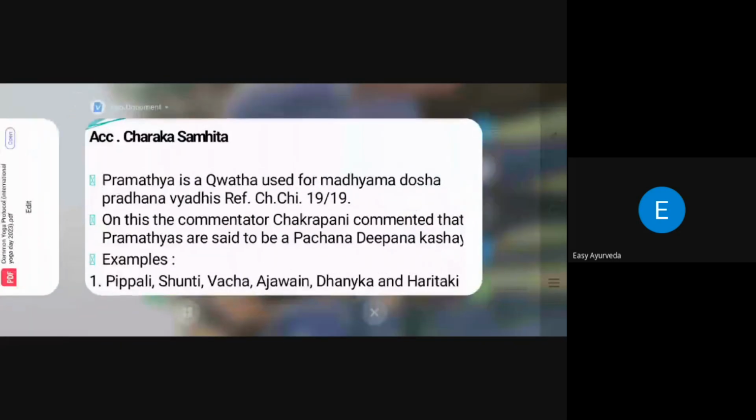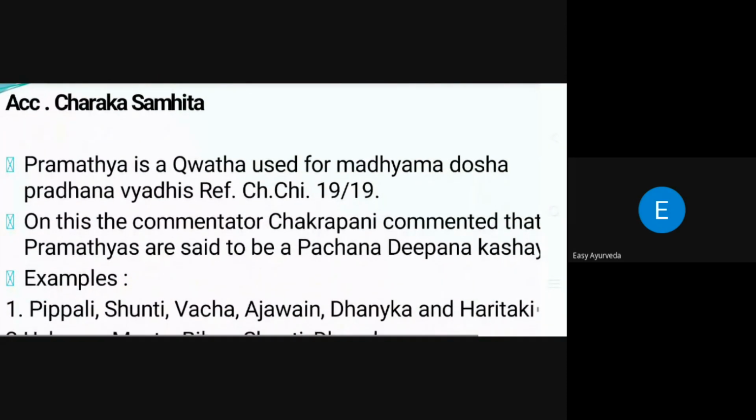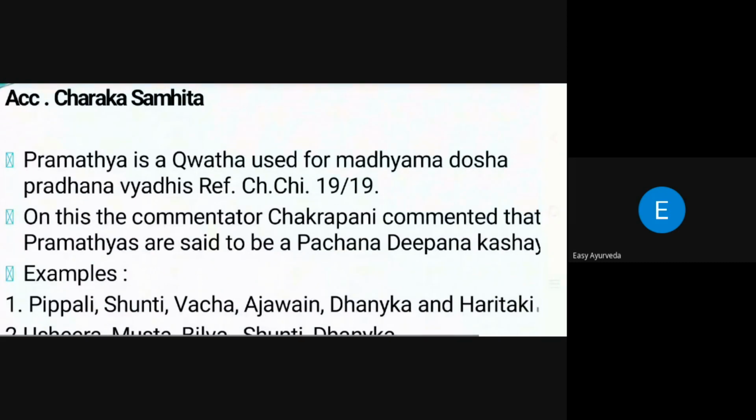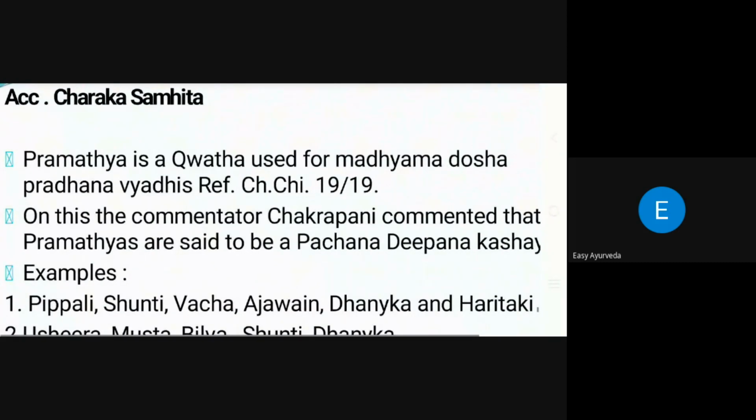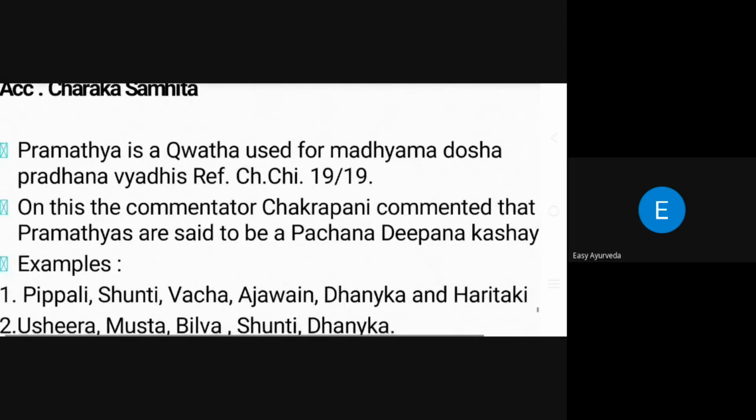This is Pramatya. Regarding the Pramatya, what Acharya Charaka says is that Pramatya is a Patha used for Madhyama dosha pradhana vyadhis. So here, a specific point is being raised by Acharya Charaka. Pramatya drugs should always be used in Madhyama dosha pradhana vyadhis. The bala of the patient should also be madhyama, and the dosha avastha should also be madhyama pradhana. According to Charaka, in Charaka Chikitsasthana, 19th chapter, 19th shloka, it has been mentioned.